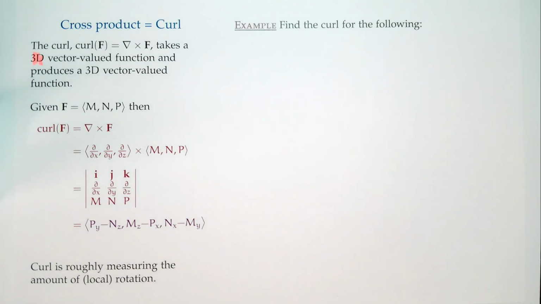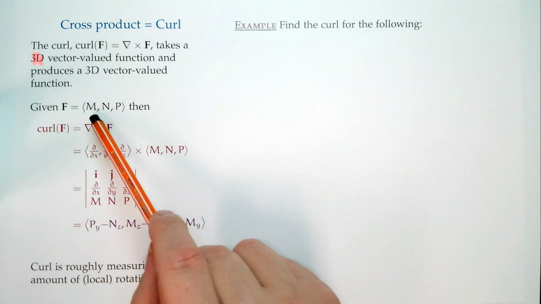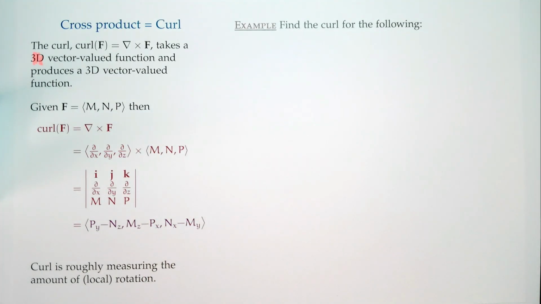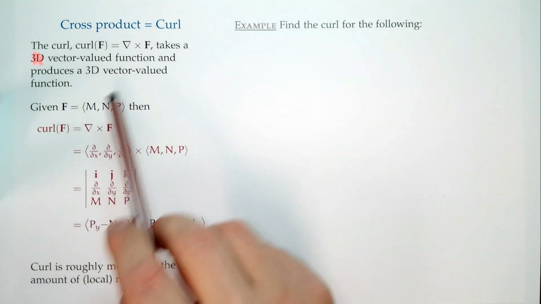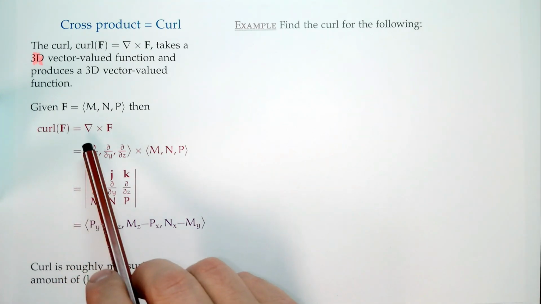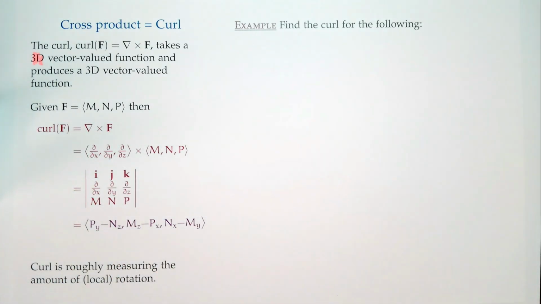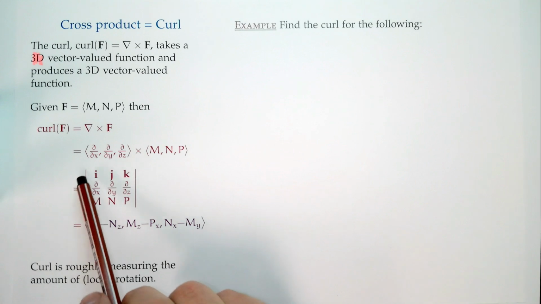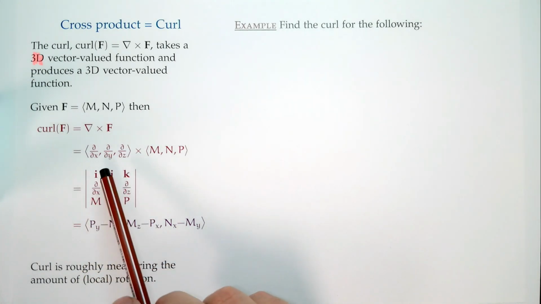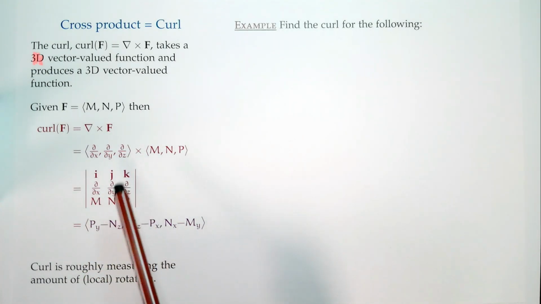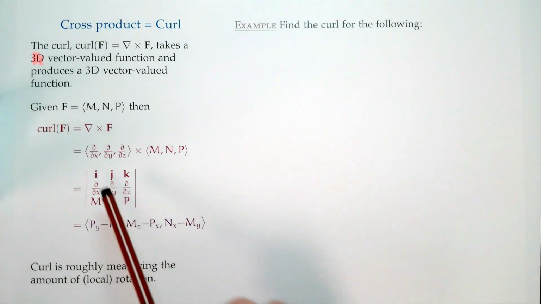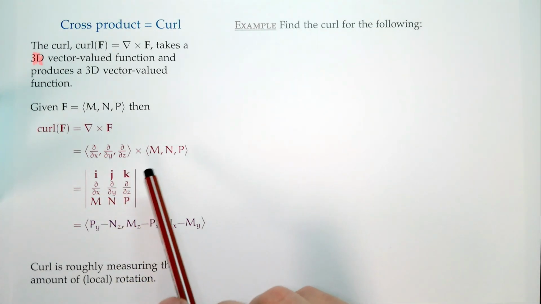So here we go. We have our vector-valued function as before because the cross product deals with vectors. But at the end, what we're going to end up with is a new vector-valued function. So how does it work? Well, this curl is del cross f. All right, no big surprises. We have the del, partial partial x, partial partial y, partial partial z, cross m, n, and p.